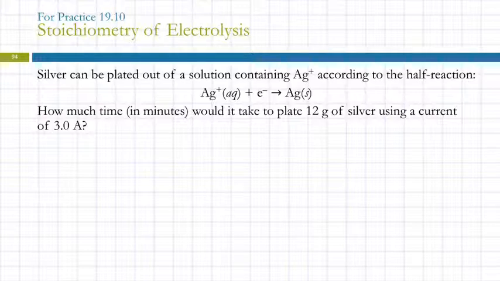So you can plate silver out of solution according to this half reaction. How much time in minutes would it take to plate 12 grams of silver using a current of 3 amps? So 3 amps, that's equal to 3 coulombs per second.